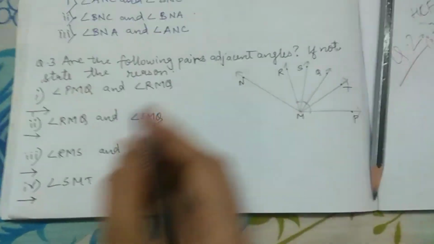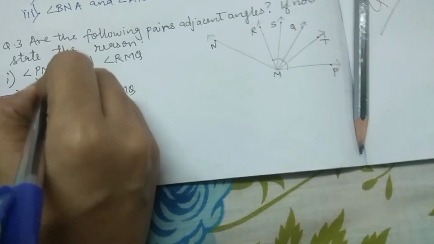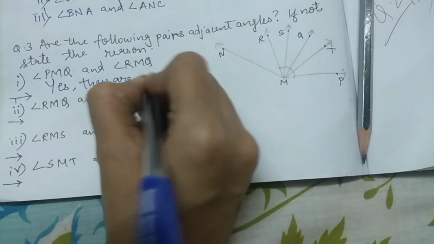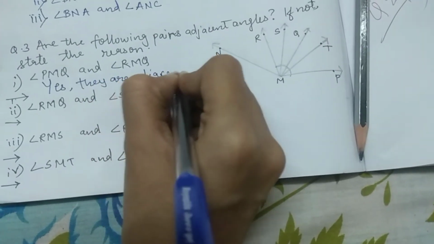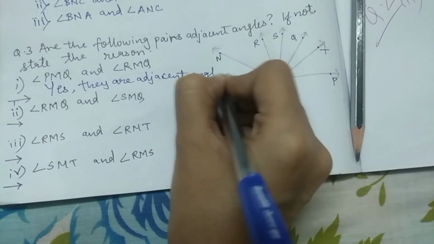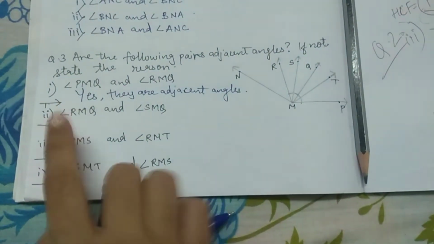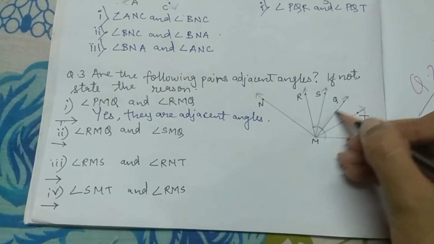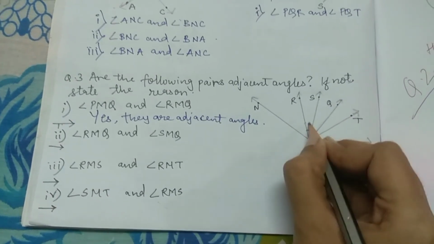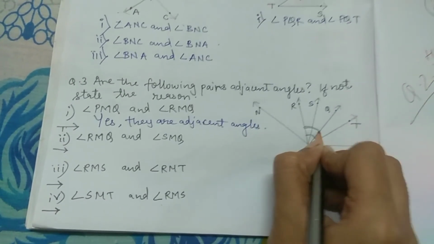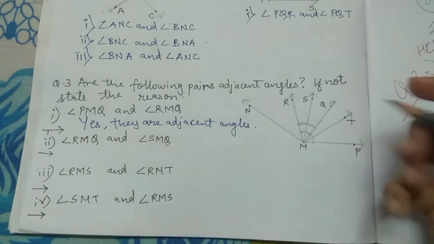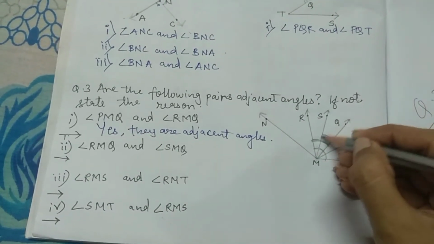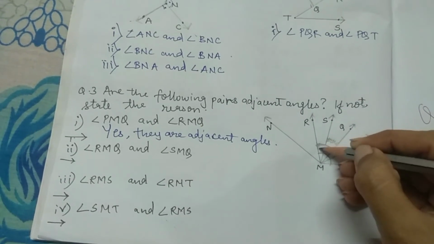So are they adjacent angles? Yes, they are adjacent angles. Next, RMQ. Now I am showing the upper part. RMQ and SMQ. SMQ means this part. See, RMQ and SMQ.